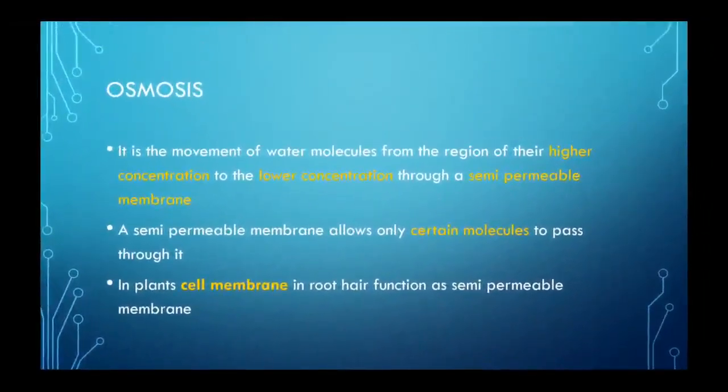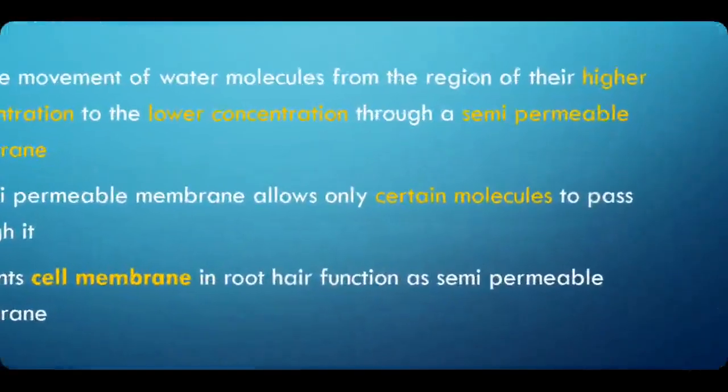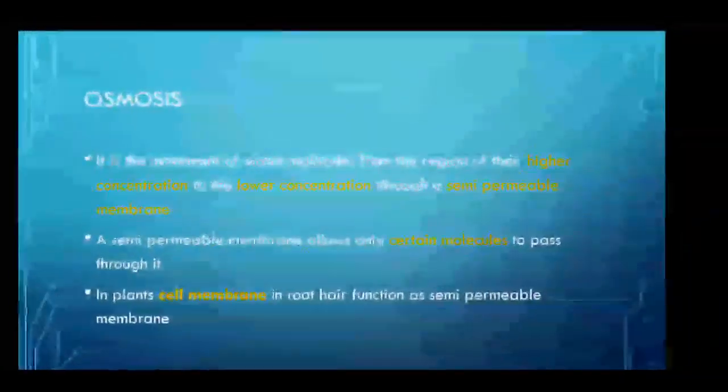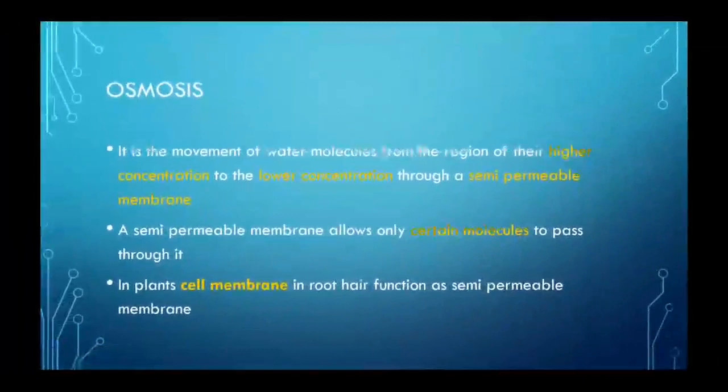And do you know that in plant cells the outermost cover is the cell wall, then inner to it there is the cell membrane, and inner to that there is the cytoplasm. The cell wall allows water molecules and other substances to enter, but the cell membrane acts as a semi-permeable membrane and allows selective substances to enter. That's why dirt particles cannot enter into the plants.